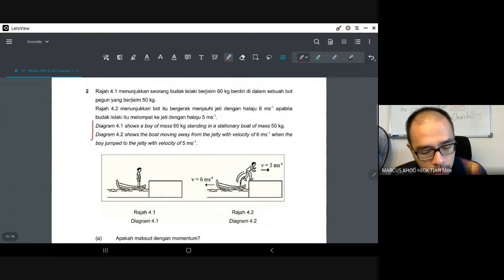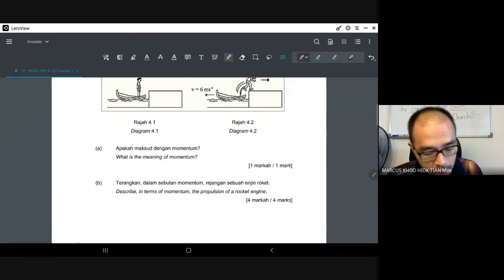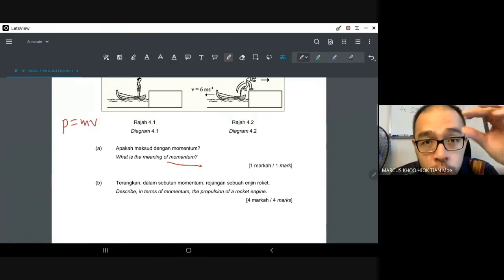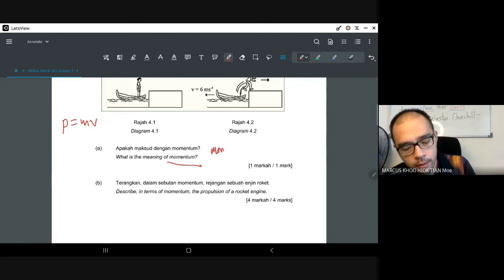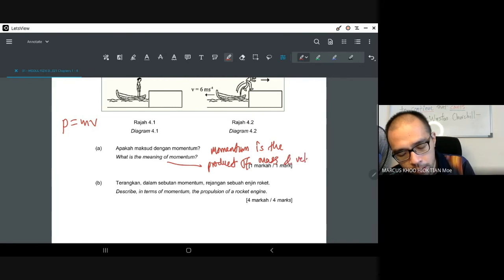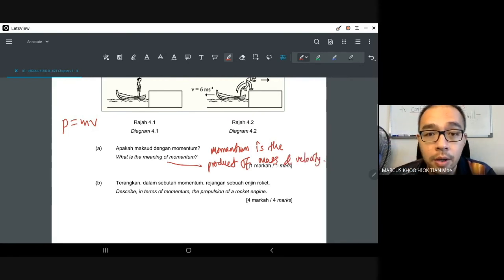Diagram 4.1 shows a boy of mass 60 kg. And so we're talking about momentum. Momentum is defined as the mass times velocity. It's one of the very few definitions where the formula is a definition. So momentum is the product, hasil darab, of mass and velocity. One of the very few definitions where the definition is the formula. The formula is the definition.